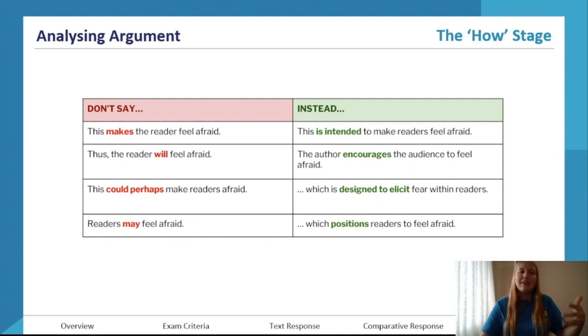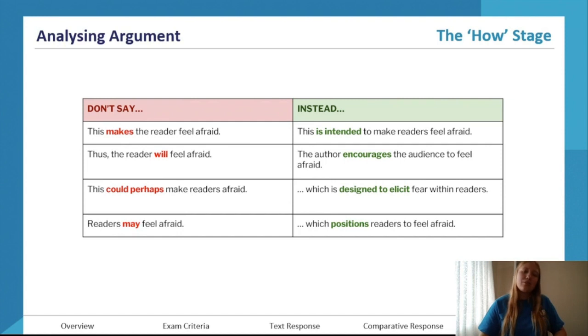We don't know that. We can say this is intended to make readers feel afraid. At least that's what it seems the author is trying to do. We don't know if that's effective or not. Similarly, we can't say thus the reader will feel afraid. The author encourages the audience to feel afraid. We don't know if it works or not.